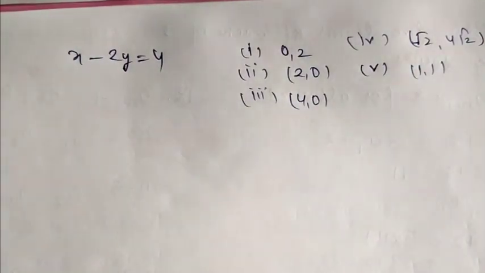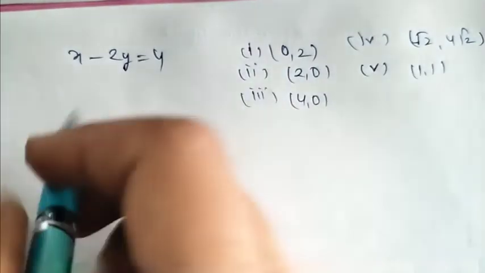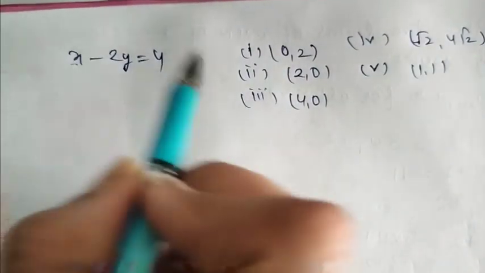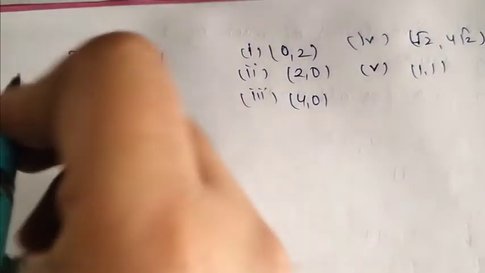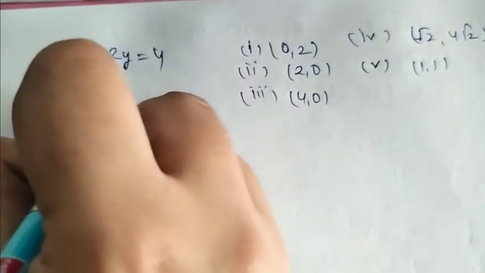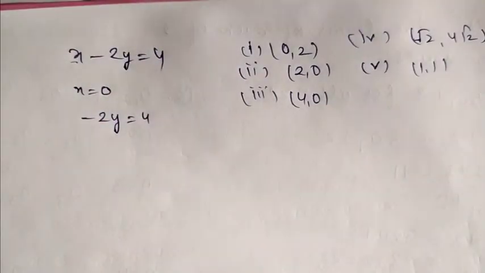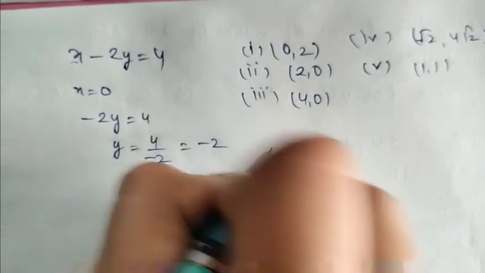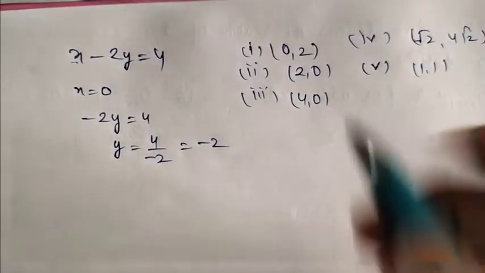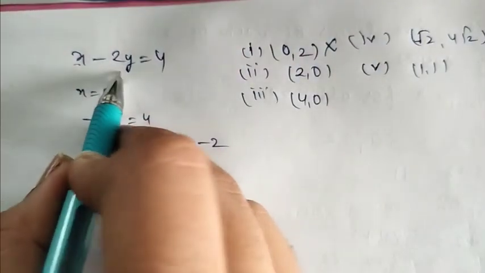Okay, we have to check whether any of the values is the solution of this particular equation. So we take the first one, (0, 2). If we put 0 in x, we will get 2 as a solution. Okay, देखते हैं यहाँ पे, अगर हमने x की जगह 0 पुट किया, then we will get minus 2y equals to 4. Okay, and the solution will be 4 upon minus 2, that will be minus 2. Okay, so this is not a solution of this particular equation.